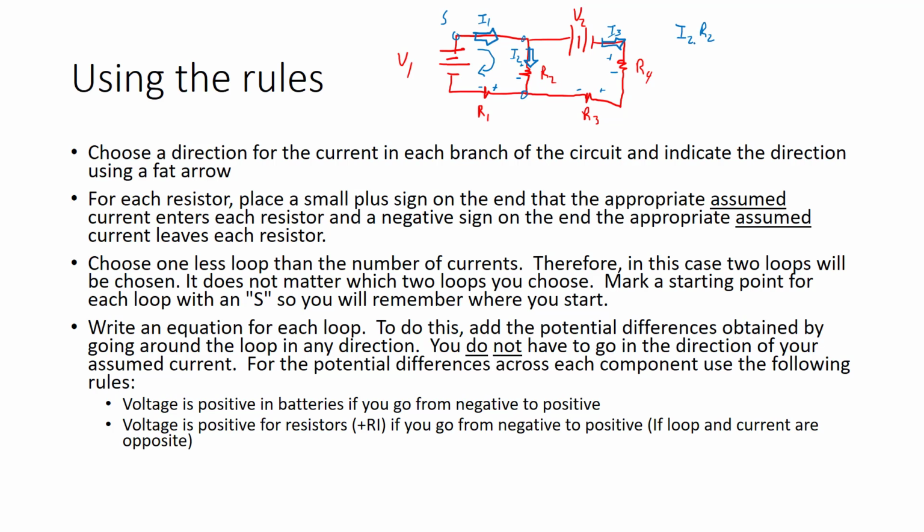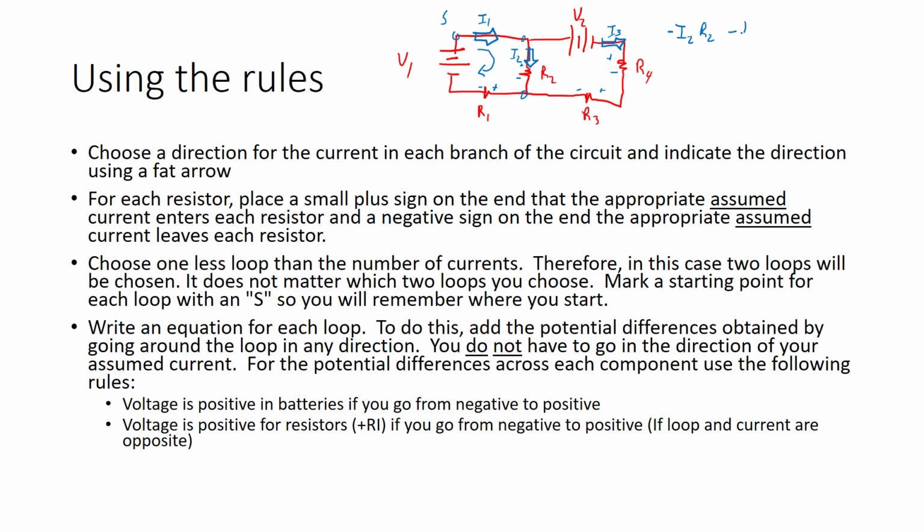Now, is that a positive potential or a negative potential? Well, the rule is if I go from plus to minus, then it's negative. So I'm going to put a negative up there. And then I keep going around this loop, and I see I'm back into I1 because this loop is the I1 loop, and it's going from plus to minus as well.